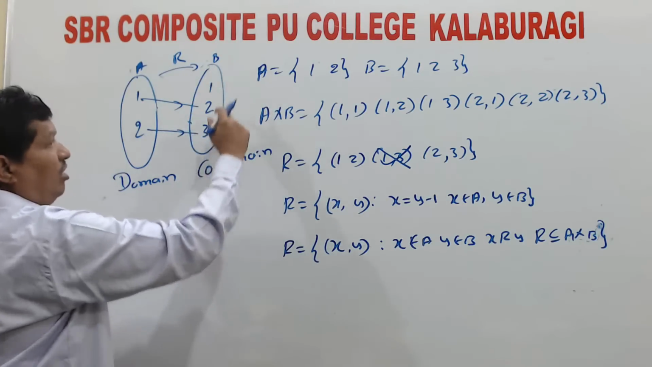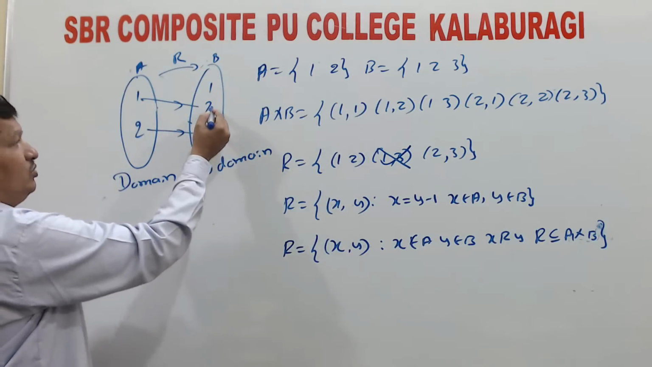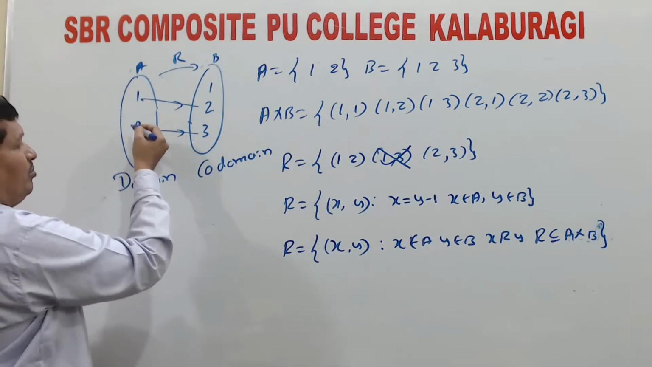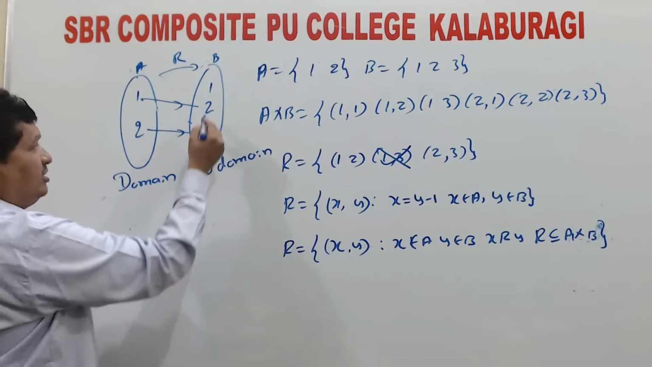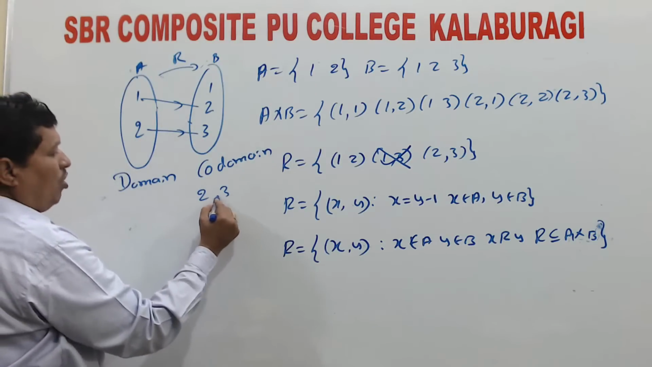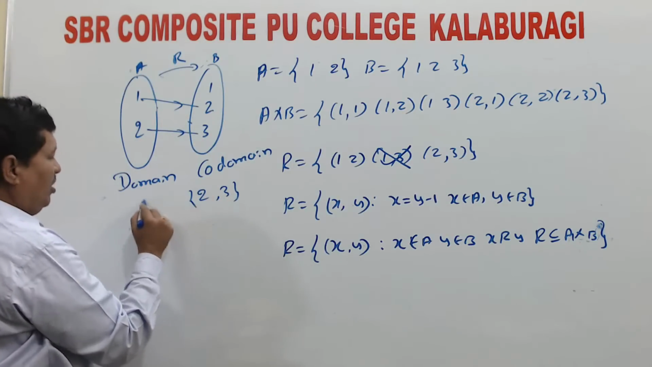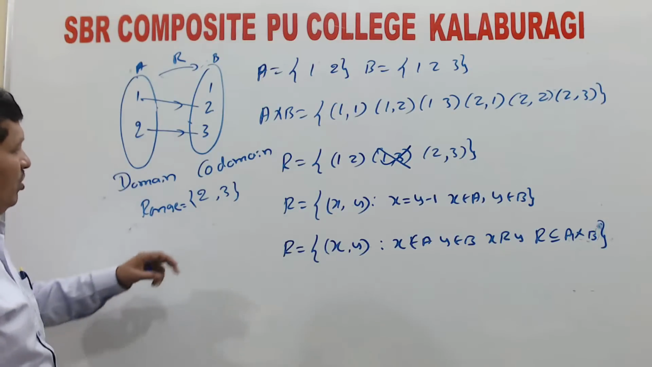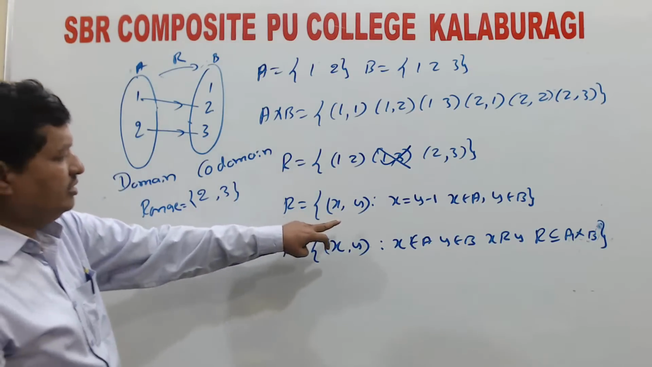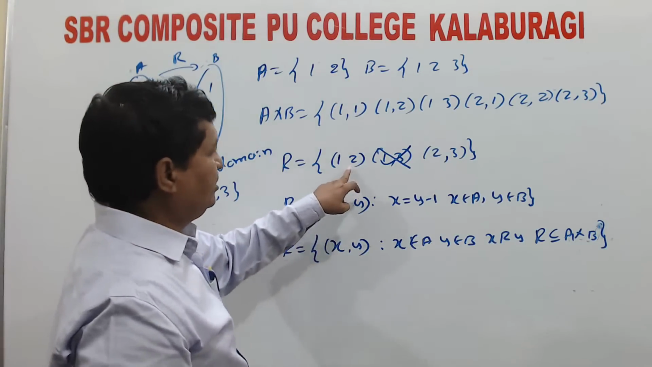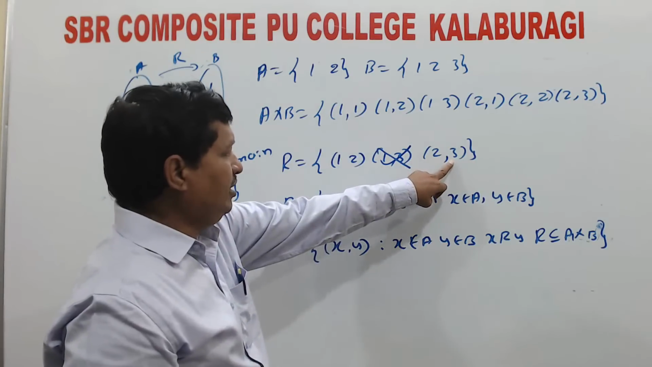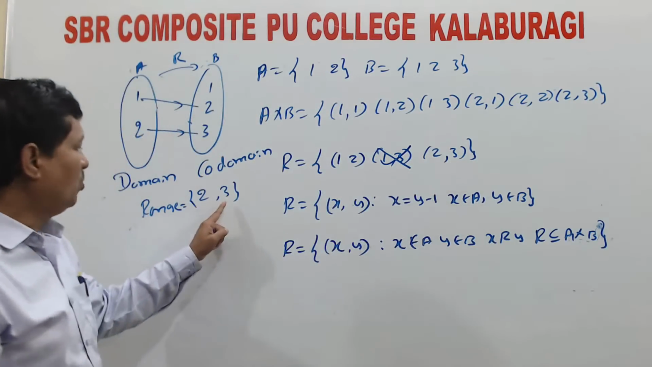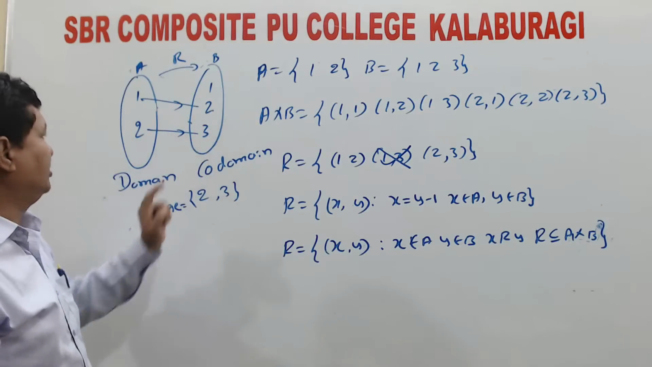That whole set is called a codomain, and only 2 and 3 are related with the elements of the domain. This set, 2 comma 3, is called the range of R. What is the range of R? All the second elements. This is the set which contains the second elements of the ordered pairs, 2 comma 3 here.